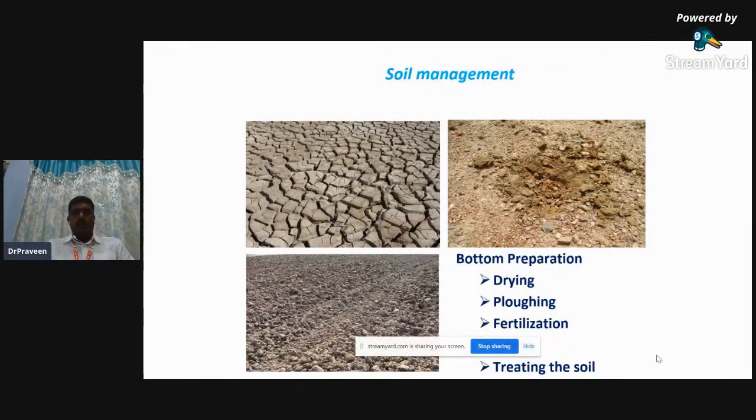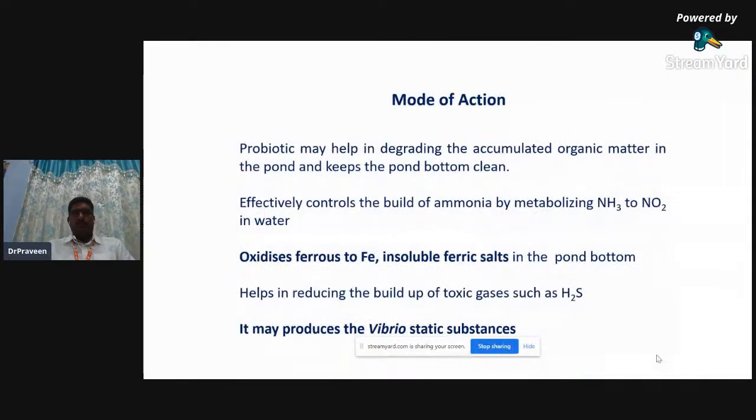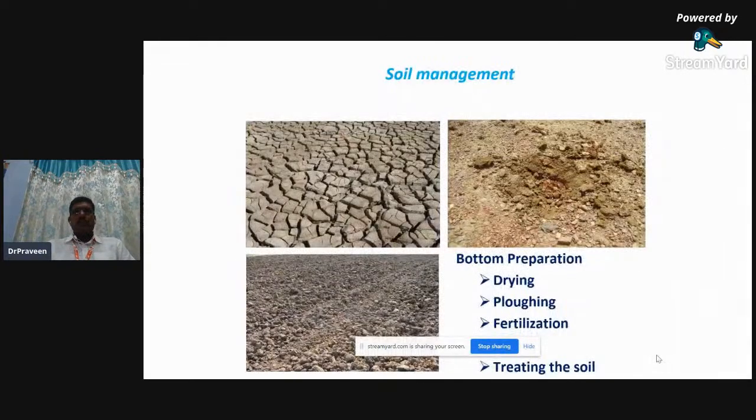If we go through soil, most of the farmers are not properly doing their drying, plowing, and fertilization. So we have to treat the soil, crop to crop, with probiotics. Soil probiotic we have to use after drying, plowing, and fertilization. Treatment is a must.